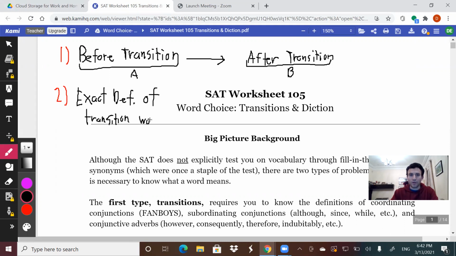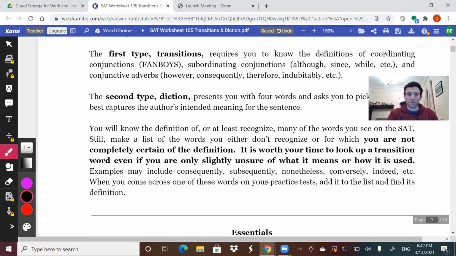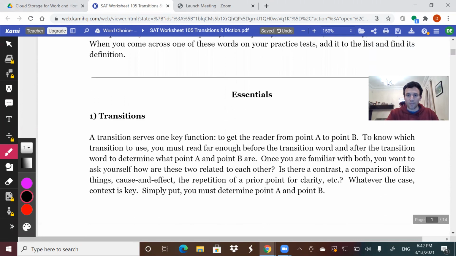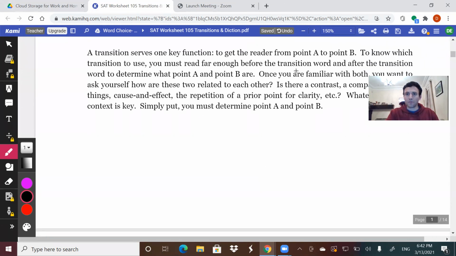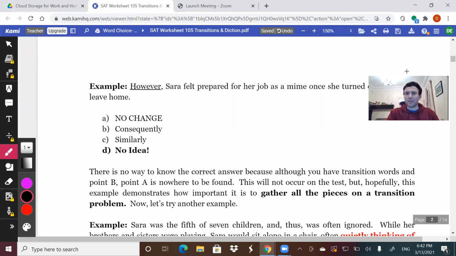So what we'll do is we'll look at a few examples I made, talk strategy, then we'll apply the strategy to actual test problems, and then we'll do the same for diction. But let's do transitions first. Okay. So when you read this, you'll see it's all about understanding point A and how to get to point B.